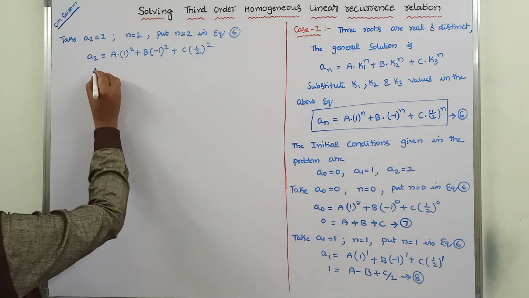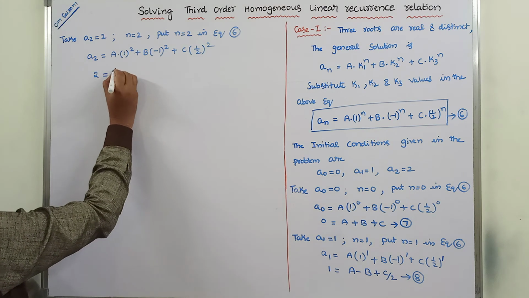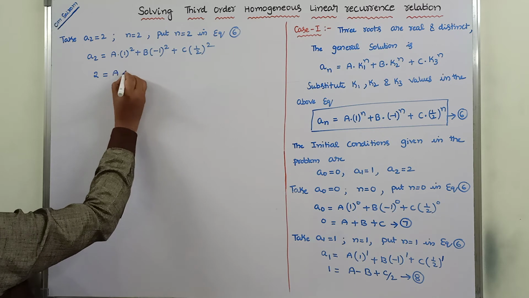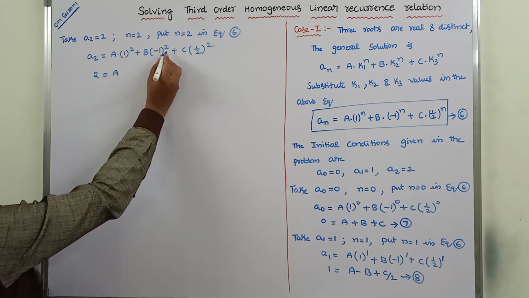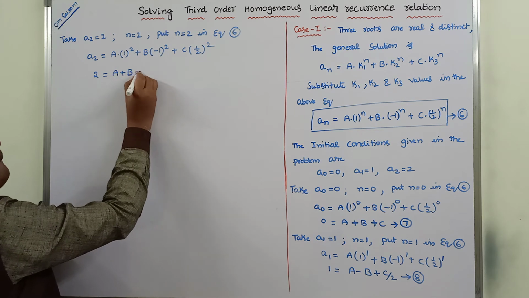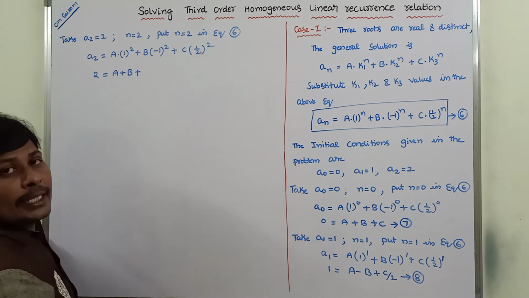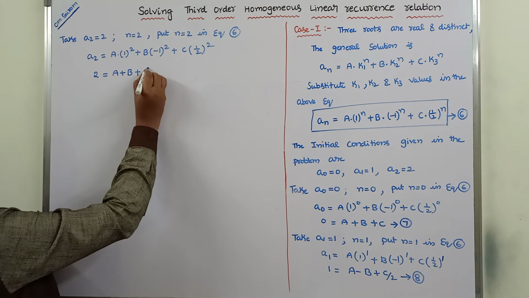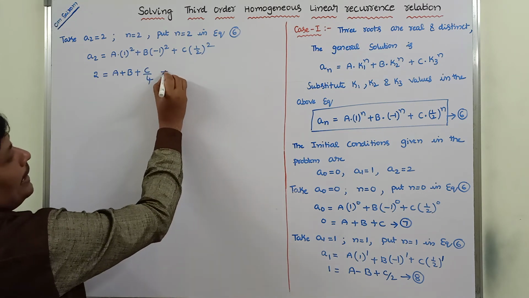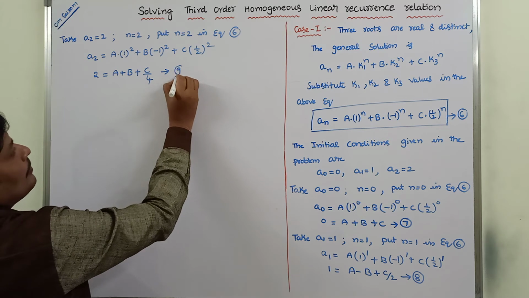Okay. Next, what is the A2 value? A2 value is 2. So 2 is equal to 1 square into A, that is 1 into A, that is A, minus 1 whole square is nothing but 1, 1 into B is nothing but B, plus half square is nothing but 1 by 4, 1 by 4 into C is nothing but C by 4. So that is equation 9.